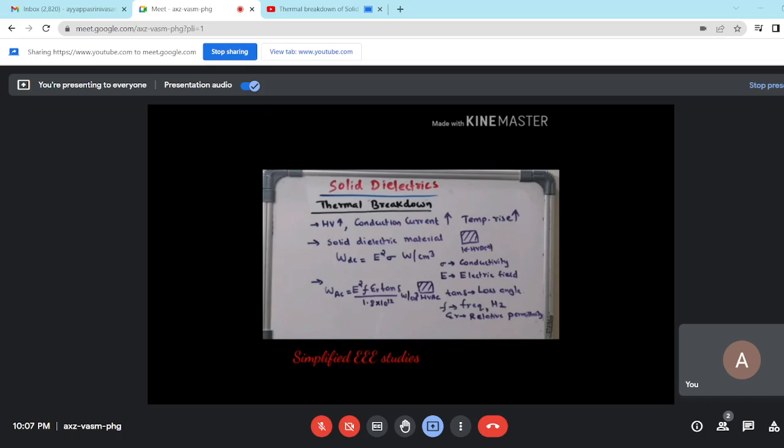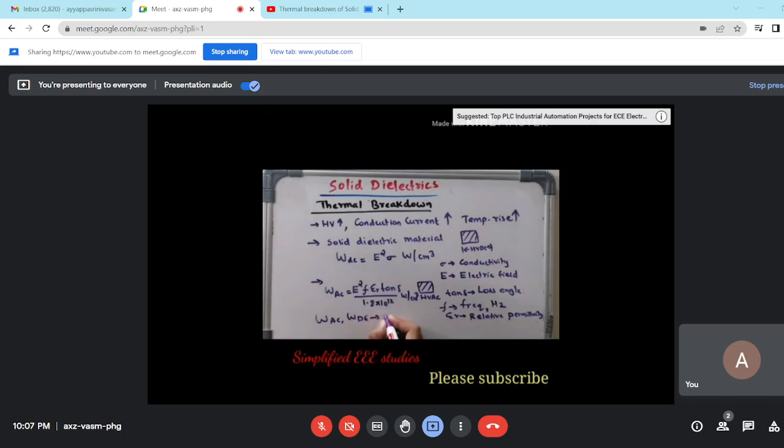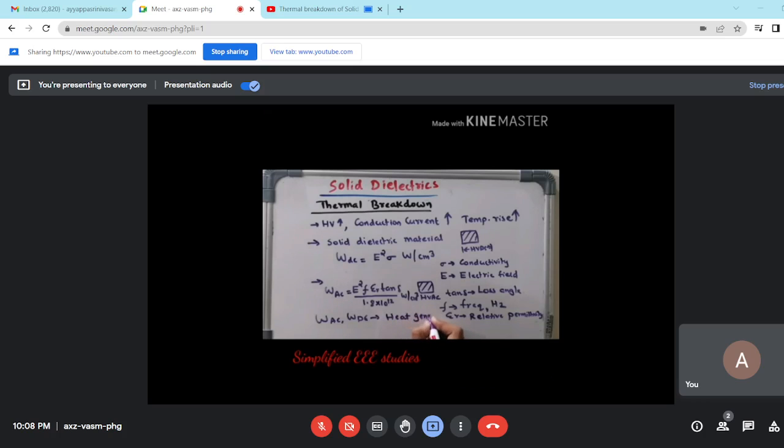Now, for both cases, you have to write the expression for how much heat is transferred. These are the heat generated, WAC and WDC. Basically, the expression for heat generation. I'll be writing it like this: heat generation, WAC and WDC. This is the expression for heat generation inside the dielectric material.